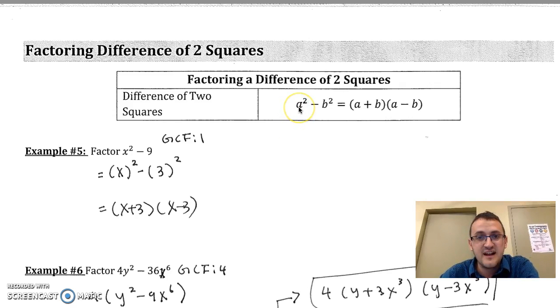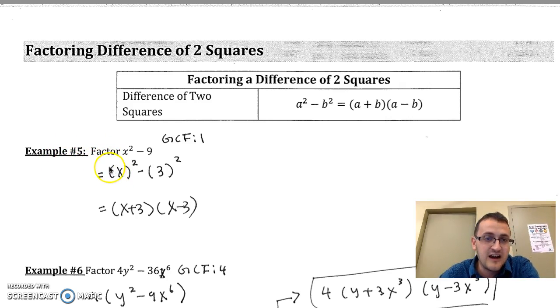So the formula says that we have two numbers that we square, or they could be variables. So if we have a squared minus b squared, that factors into a plus b times a minus b. Now to kind of illustrate this, let's look at example 5.